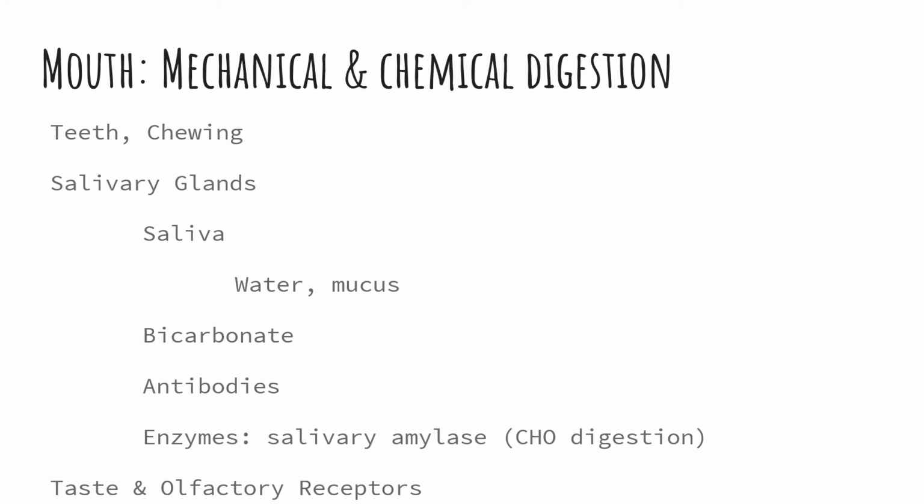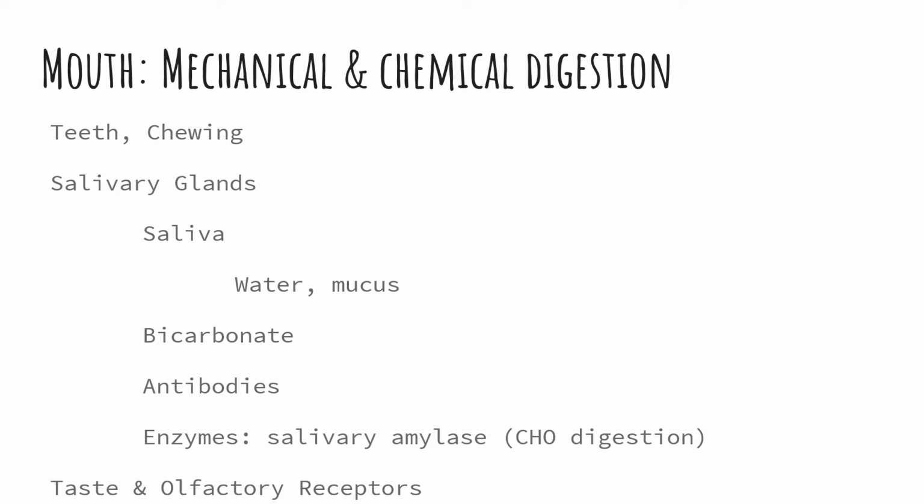So let's go through each organ one by one and talk about what type of digestion is happening there. In the mouth, we have a combination of mechanical and chemical digestion, and we'll actually see in pretty much every organ we have mechanical and chemical digestion. In the mouth, the mechanical digestion is fairly obvious. We have teeth, we chew, we have a tongue. The tongue helps move the food around to different teeth so that it gets chewed.